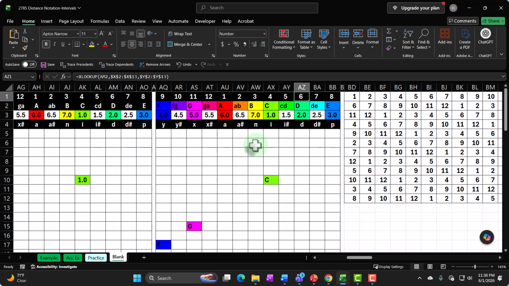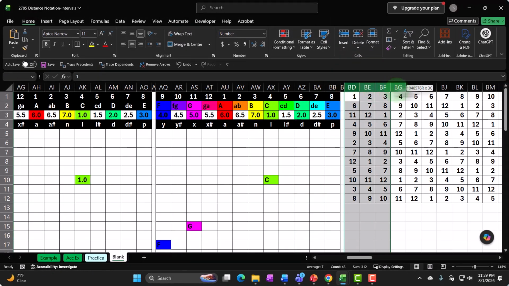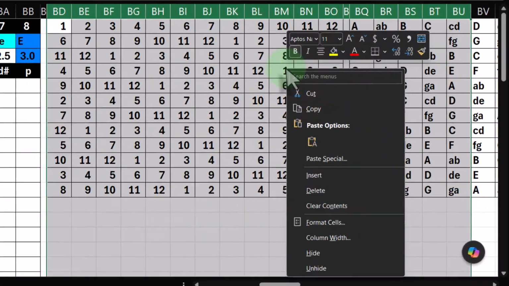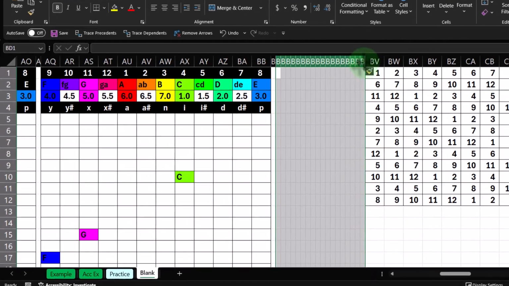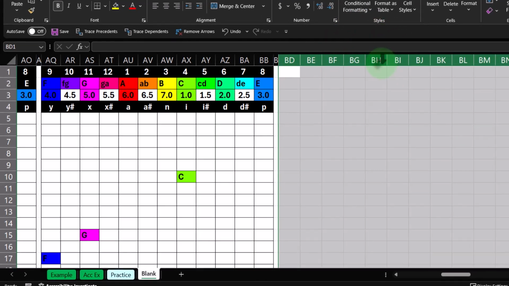It's in column BB, and I'm going to put it here because I would like to make this data input also have a system of distance notation. So I'm going to put my cursor on BD, and let's go all the way over to BU, right click and insert. And then I'm going to make those a little larger. And this is where we'll start working.